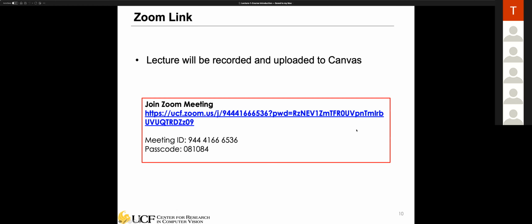Okay, so once again, this is the Zoom link. Please save this in your calendar, so when it's time, you can click the link and join the Zoom meeting.